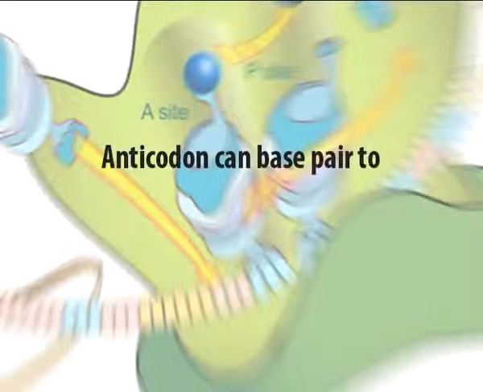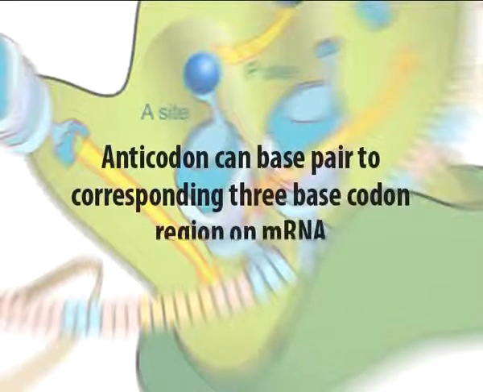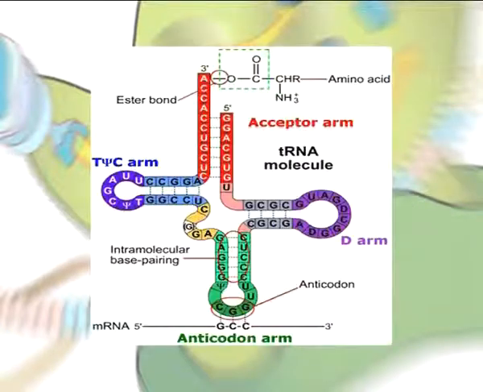It also contains a 3-base region called the anticodon that can base pair to the corresponding 3-base codon region on mRNA. Each type of tRNA molecule can be attached to only one type of amino acid, because the genetic code contains multiple codons that specify the same amino acid. tRNA molecules bearing different anticodons may also carry the same amino acid.